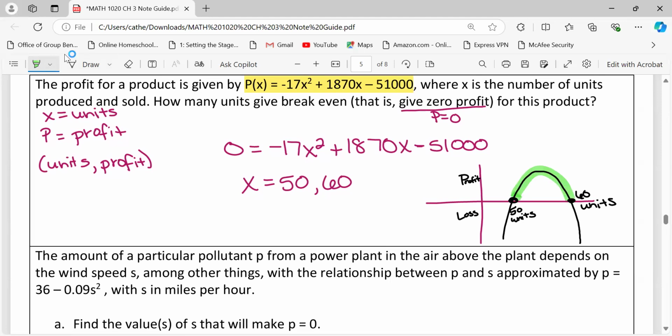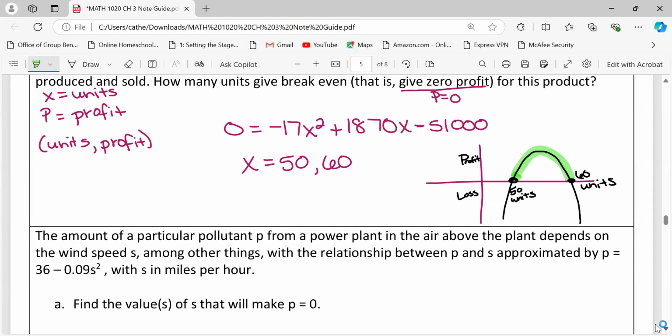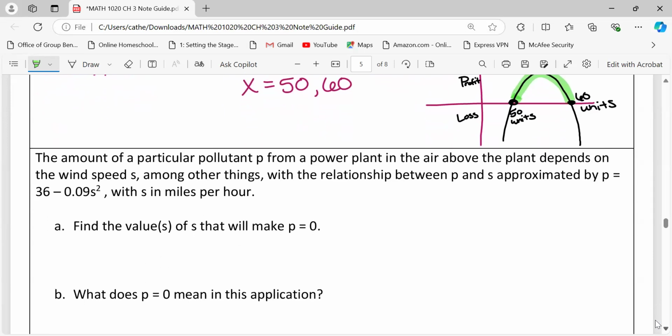So maybe under 50 units, you can't purchase enough materials to get a discount in bulk, so you're not making any profit. But if you produce more than 60 units, maybe you can't afford the overtime that it would cost to produce 60 units, and therefore you're not making a profit. So you would be making a profit when you produce between 50 and 60 units. It doesn't say whether it's a day, a month, a year, depending on what the units are.